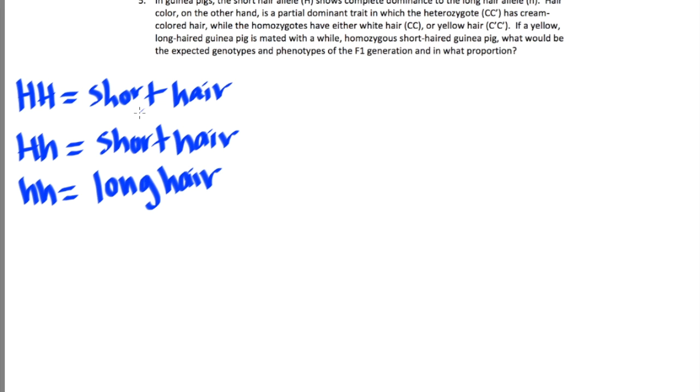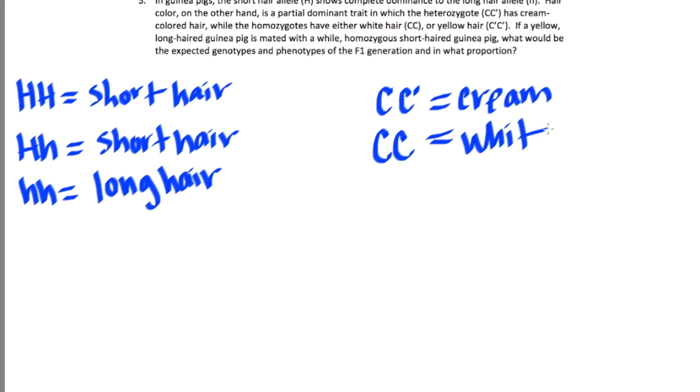Now let's come over here and decipher. I'm not a fan of using the letter C, but the problem is already using C, so I'm just going to keep going with that. They put a little prime symbol there to differentiate between the C's, so hopefully that's helpful. So here we go, C, C, and then this is C prime. That's cream, so this is the heterozygous individual. This one here is white. And then this one is yellow.